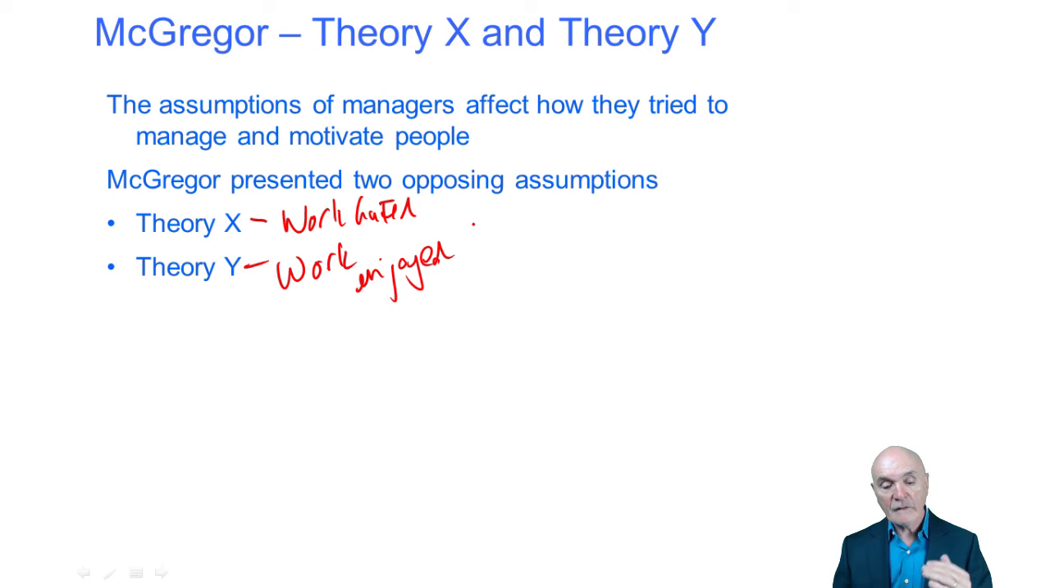McGregor didn't say theory right and theory wrong, or theory nice and theory horrible. It was X and Y to be neutral. It was a form of contingency theory. He said if you are in fact in charge of people who do not like work, who do not like the job, who are there on sufferance simply because they have to earn the money to eat, then you will do better probably as a theory X type manager. Because if you become all kind of participative and relaxed with these people, they'll take you for a ride.